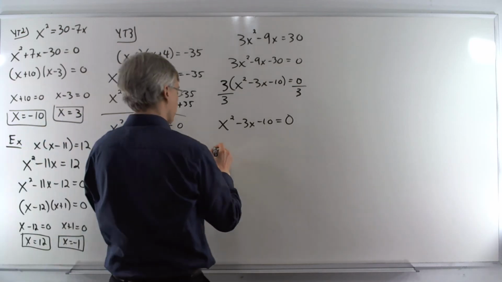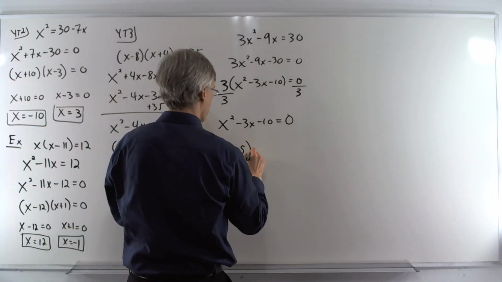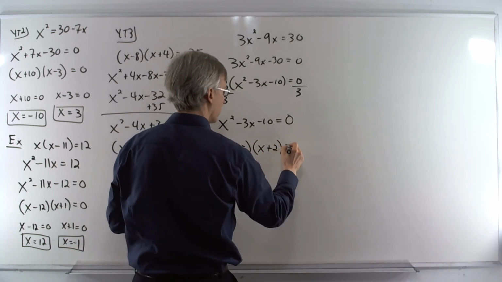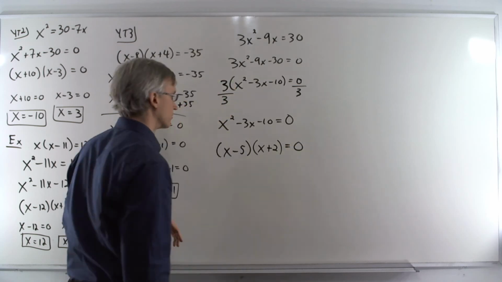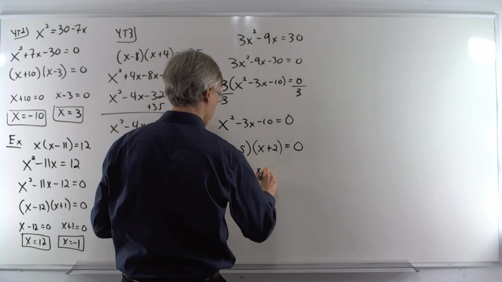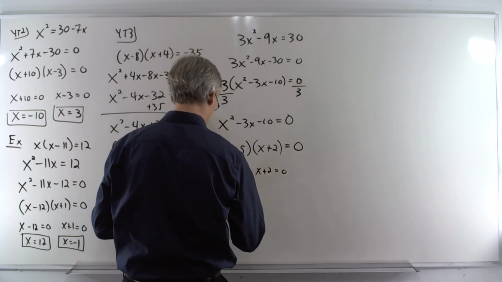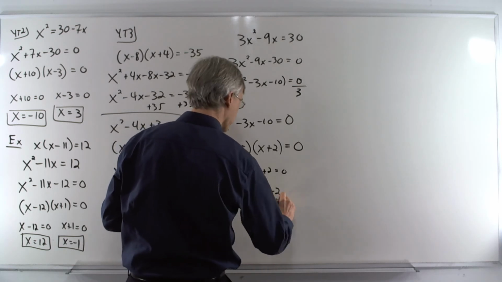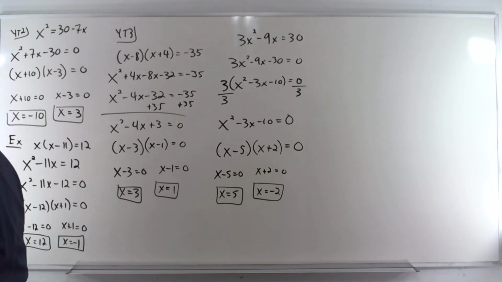Now we can factor this thing. You need two numbers to multiply, you get negative 10. Add, you get negative 3, so that is positive 5, or negative 5 and positive 2. Now we'll split this thing up. And we get 5 and negative 2. And that brings us to your turn number 4.